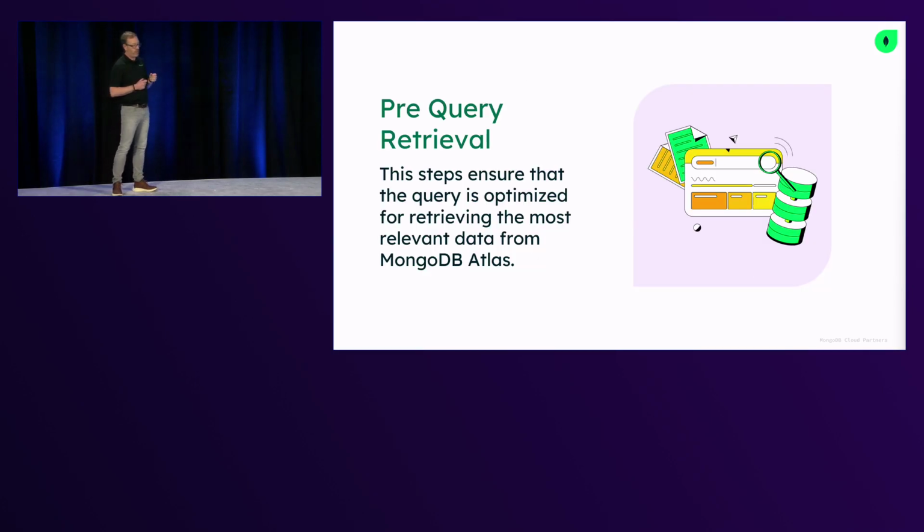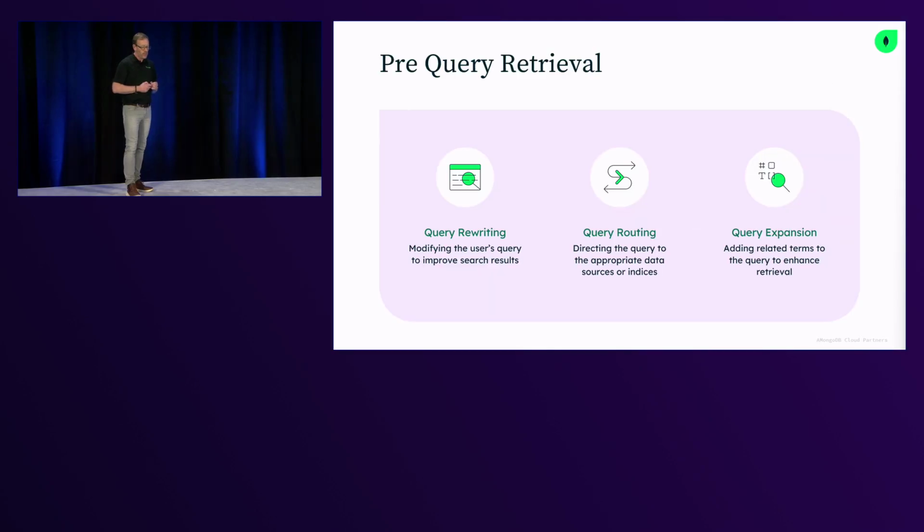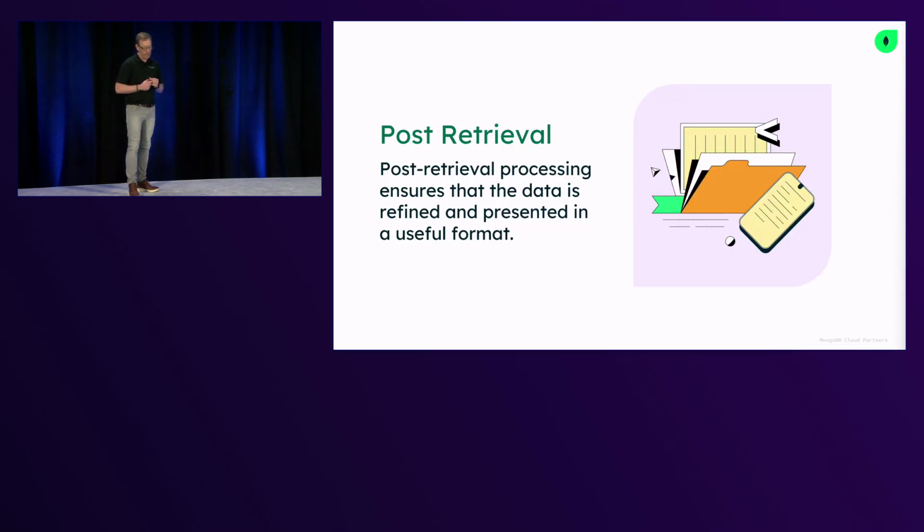The next one is pre-query retrieval. This step allows you to make sure that your query is optimized for retrieving the most relevant data from MongoDB. The response from an LLM is only as good as the prompt that you provided. So understanding the user utterance and enriching the prompt with relevant contextual data becomes key to getting accurate responses back from that LLM. And also avoiding hallucinations, as we all know, is possible if we don't do that properly. So that's how that looks in reality: query rewriting, query rerouting, and then expansion of that query once it has been returned.